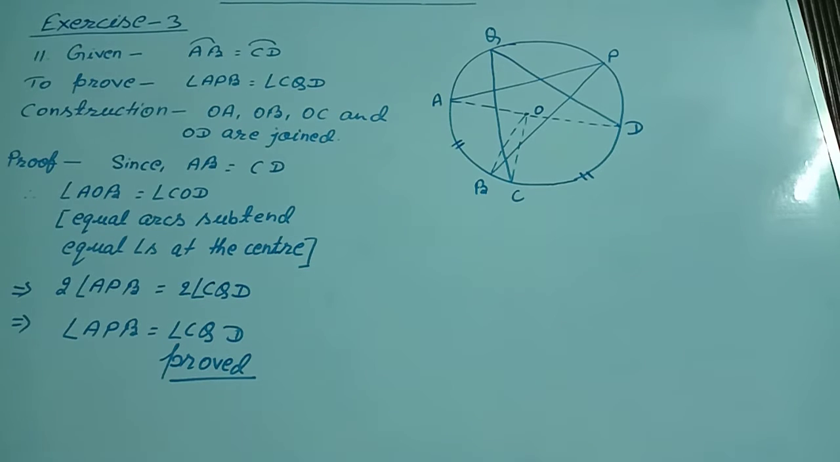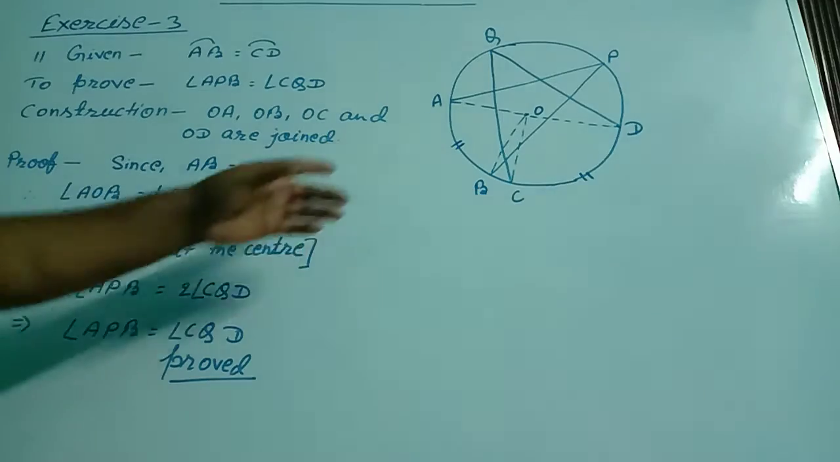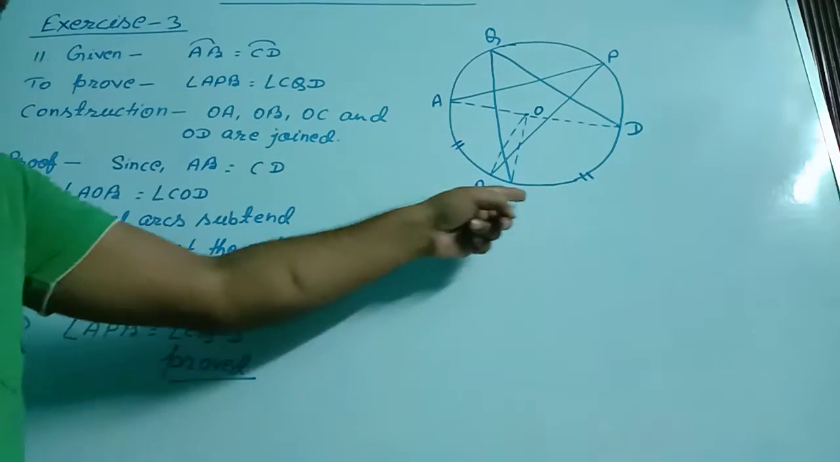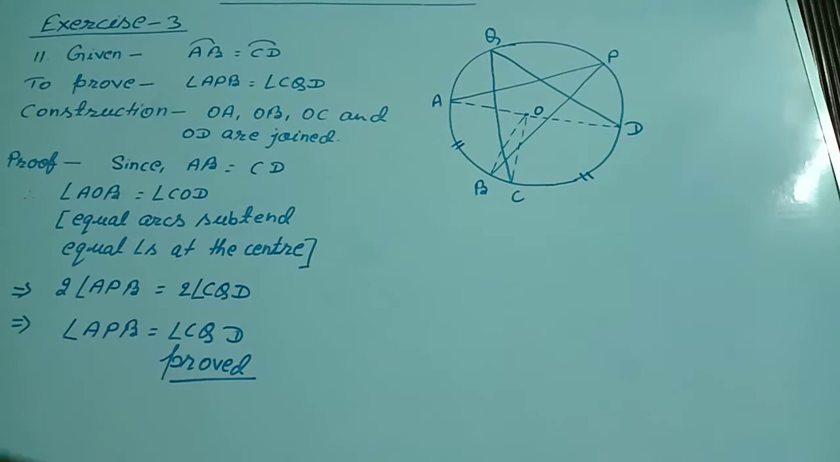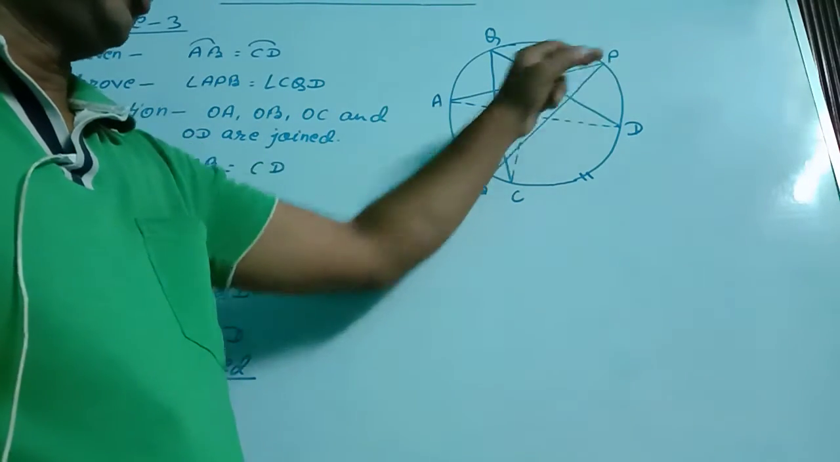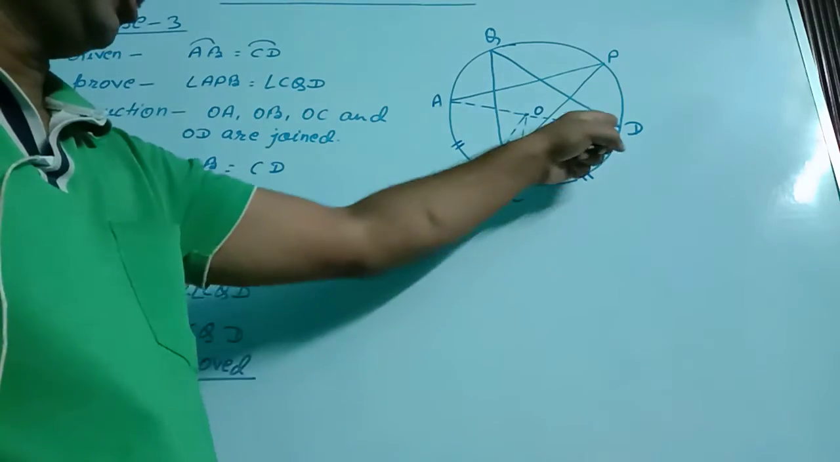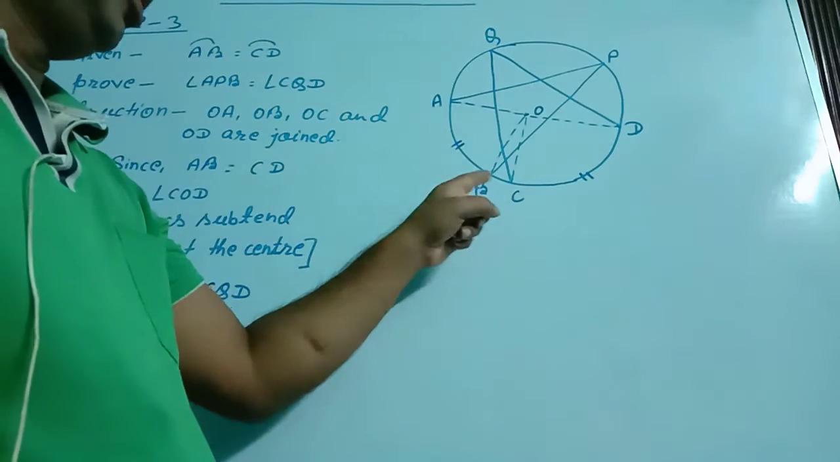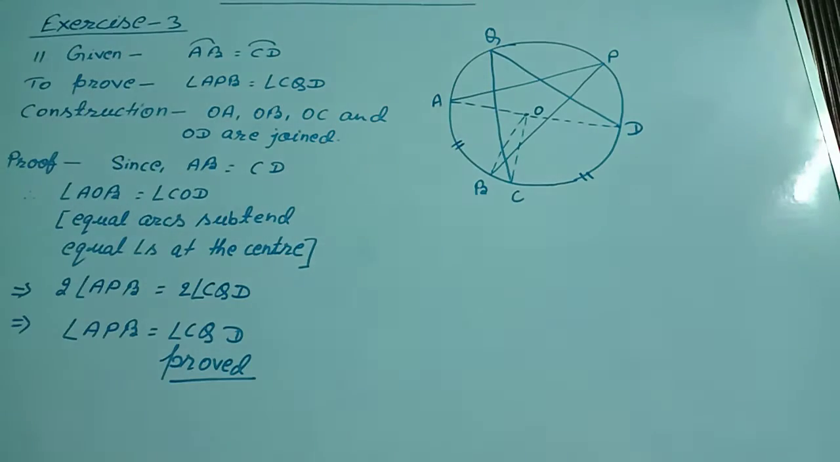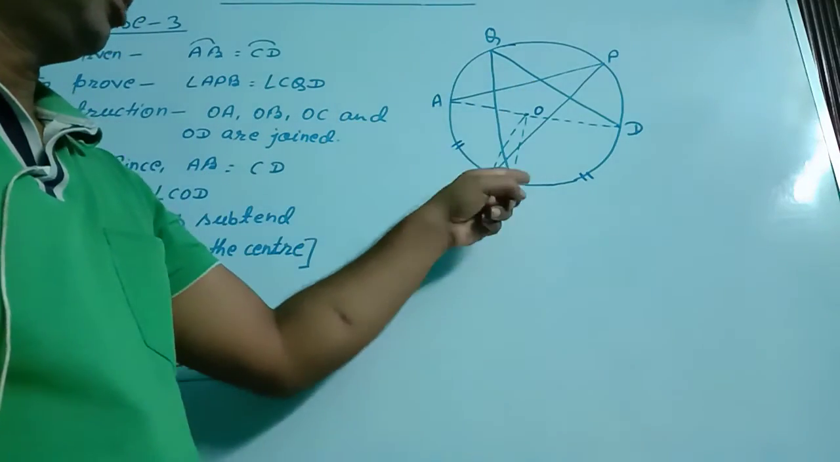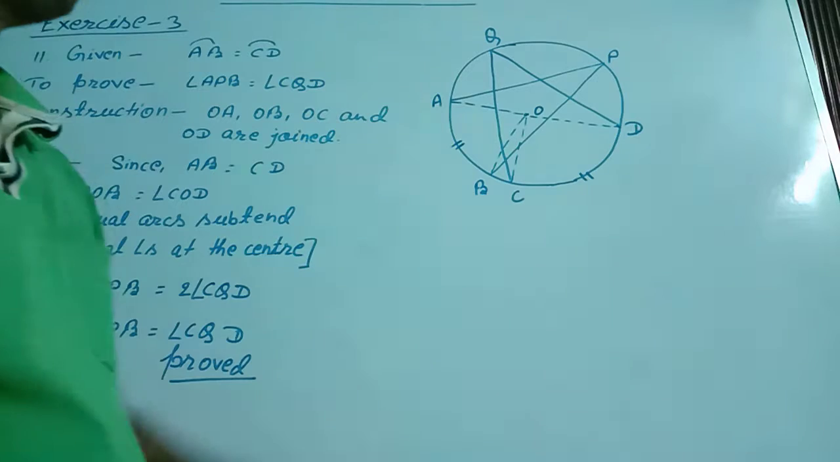In question number 11, this figure is given in which arc AB equal to arc CD. And from A and B, one angle is subtended at the circumference. Similarly, from C and D, one angle is subtended at the circumference, that is angle APB and CQD respectively. We are asked to prove angle APB equal to angle CQD.